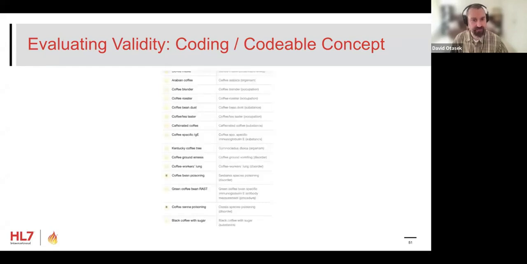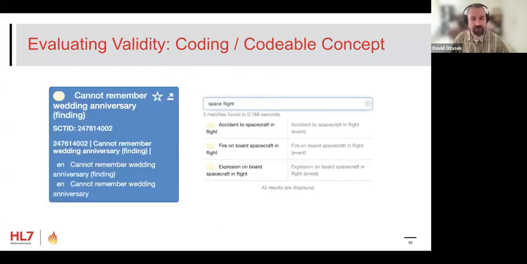There's 33 different types of coffee listed. There are codes for forgetting your wedding anniversary, and there's even multiple ways to die in space. These are all medically relevant. Forgetting anniversaries can be an indicator of Alzheimer's. Types of coffee are relevant to diet and nutrition.